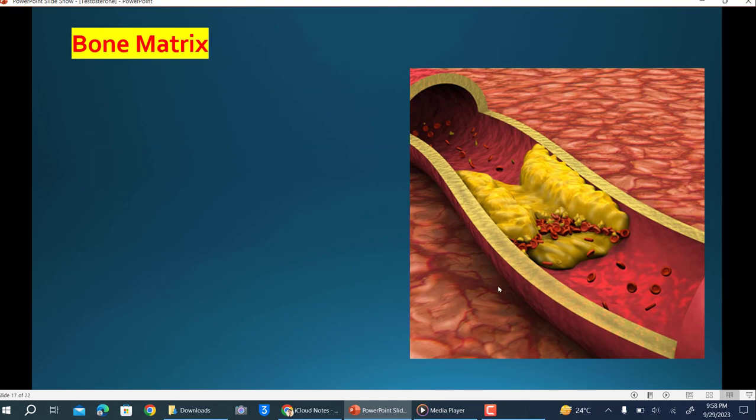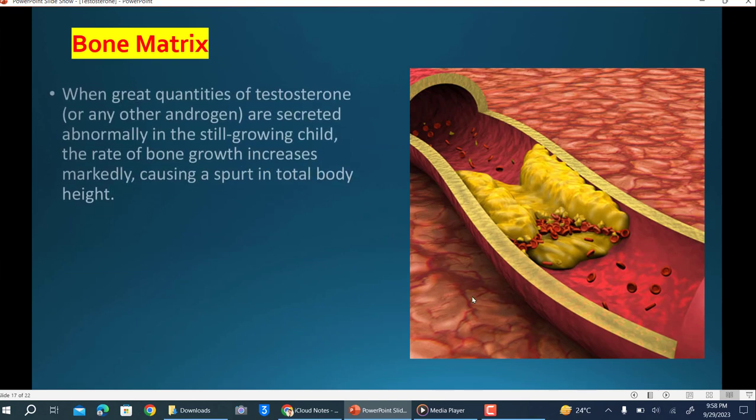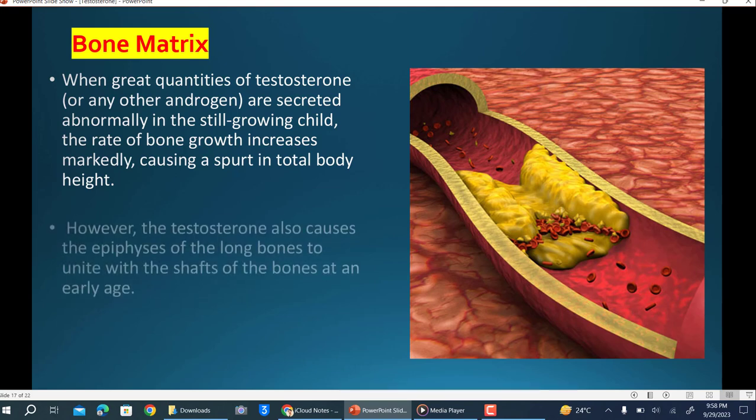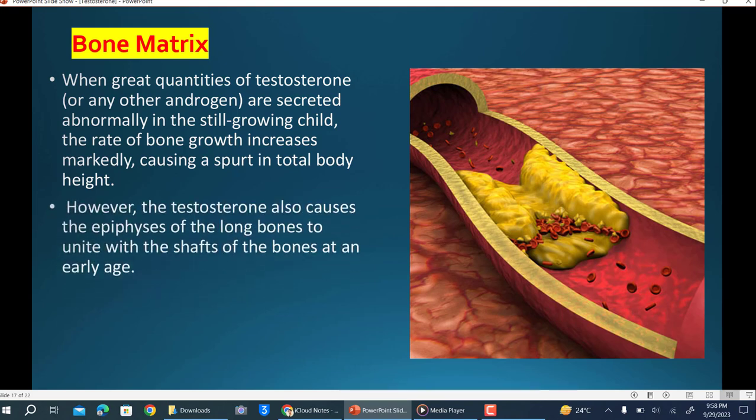Bone matrix. When a greater quantity of testosterone or any other androgen is secreted abnormally in a still growing child, the rate of bone growth increases markedly, causing a spurt in total body growth. When the androgens are released in large quantity, they cause deposition of calcium in the bone and increase the bone matrix, causing a spurt in the total body height. However, testosterone also causes the epiphysis of the long bone to unite with the shaft of the bone at an early age. So, two effects.